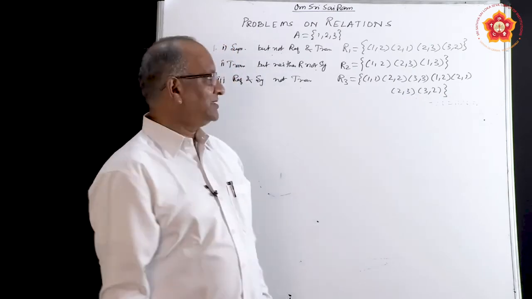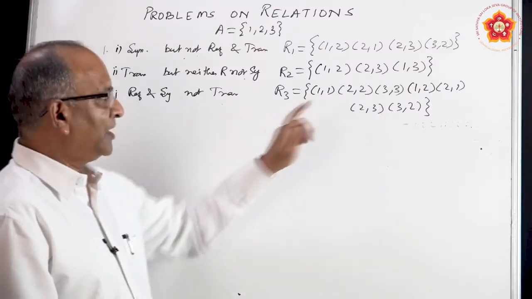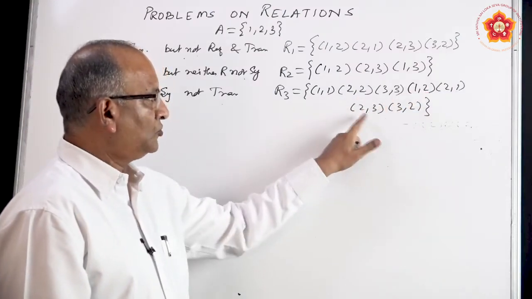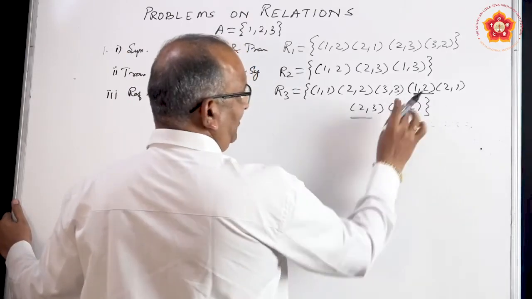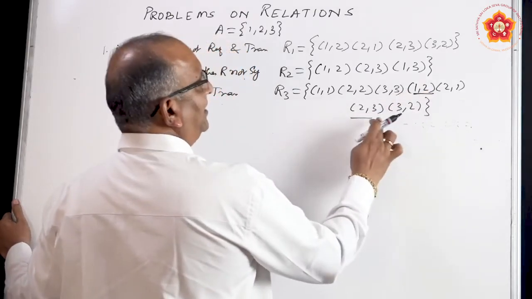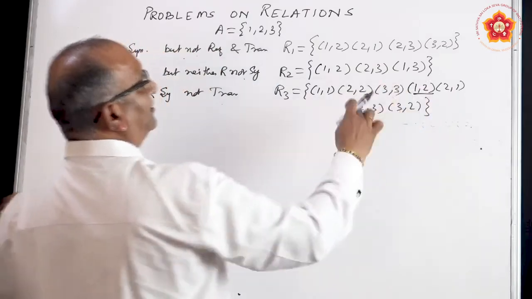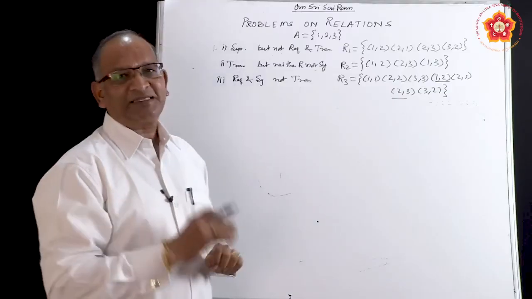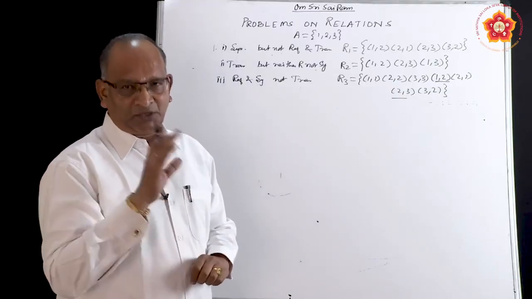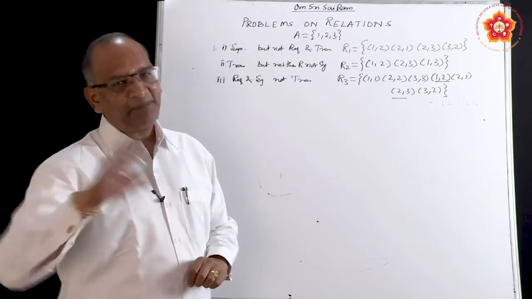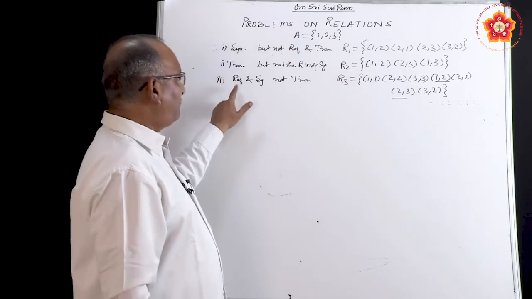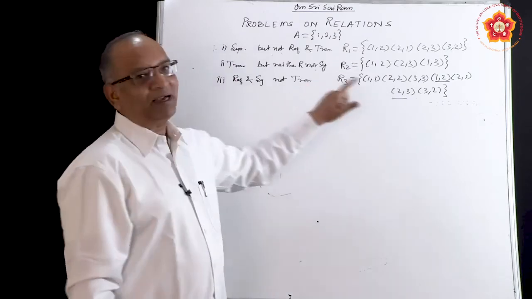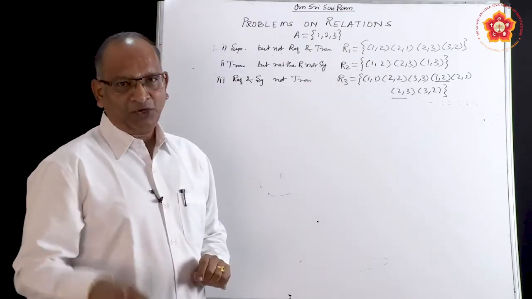Why is it not transitive? Take for example, (1,2) is there, (2,3) is there. 1 is related to 2, 2 is related to 3, but 1 is not related to 3 in the set. (1,3) is missing in it. (1,2) is there, (2,3) is there, but (1,3) is missing. So we say that this is an example of reflexive and symmetric but not transitive. Go to the next one.